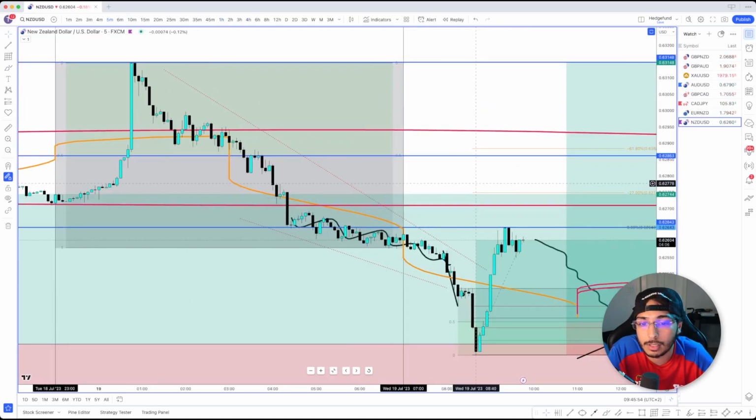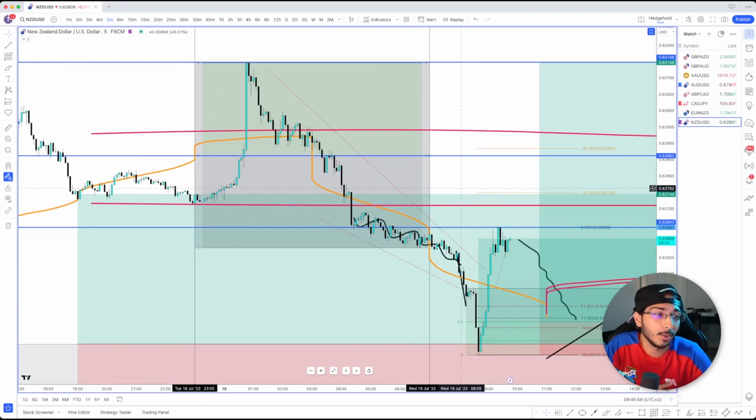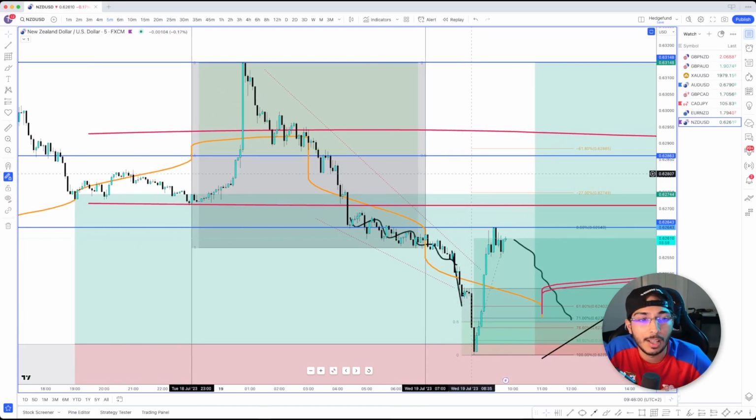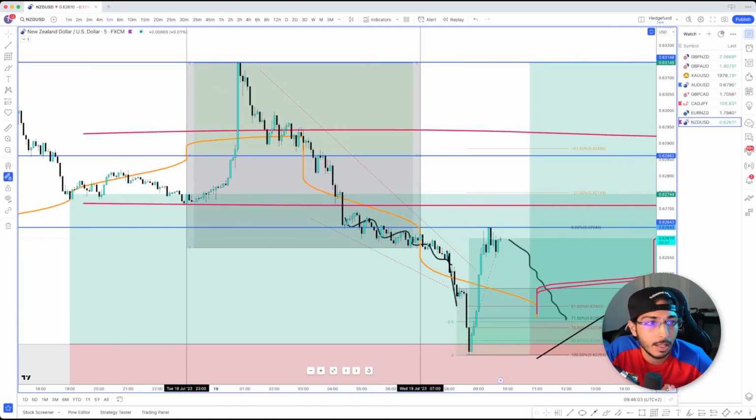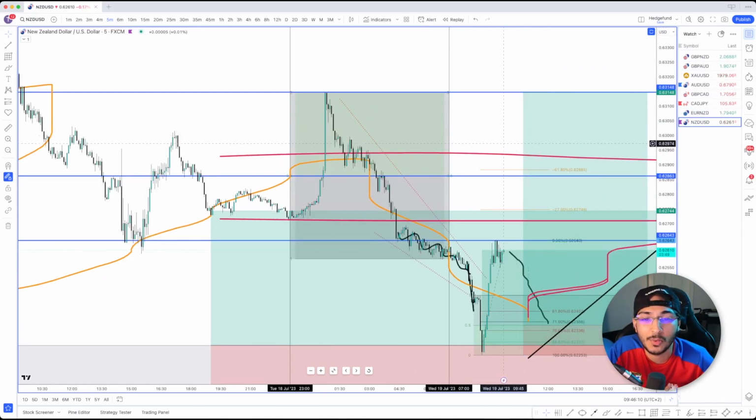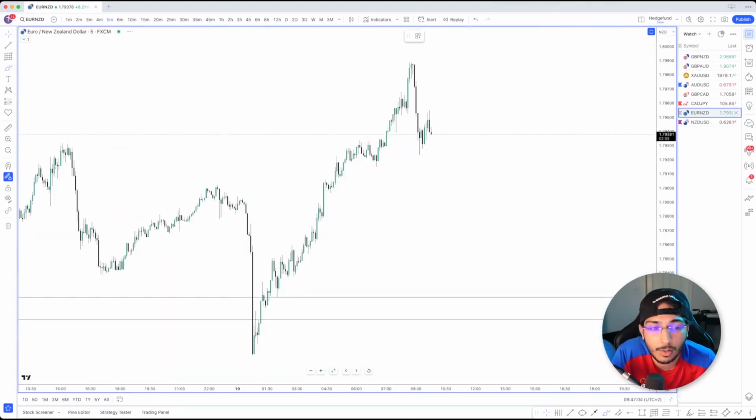That looks really good. This is super fire. I ain't going to lie to y'all. It's super, super fire. But that's NZD USD. That was fire. I love that. Let's see Euro NZD. All right, cool. I'm going to cut the chat for a second.